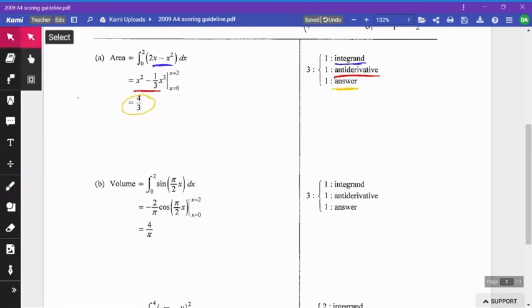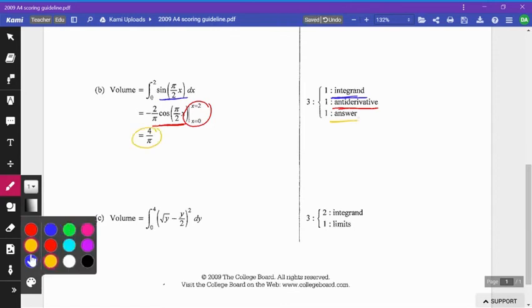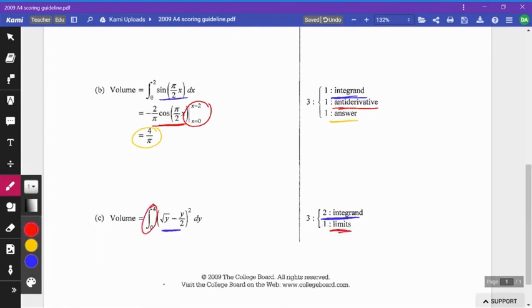Part B gives the integrand, which we had right here. Now I did a u-substitution, so they're showing the answer if I wrote everything back in terms of x. So this would be in terms of x, and these are my x bounds. And then, of course, the answer, which we also got, 4 over pi. And finally, for the last one, they give you 2 points for the integrand, so 2 points for being in terms of y and right minus left, and then 1 point for the limits, which are those limits.